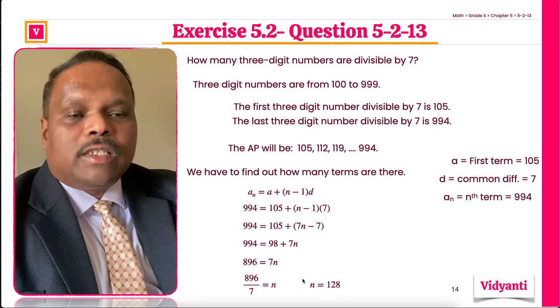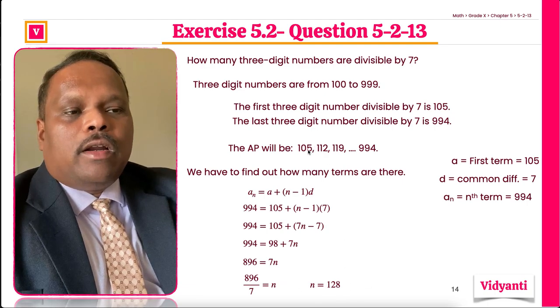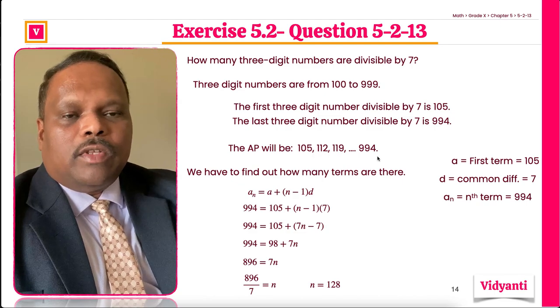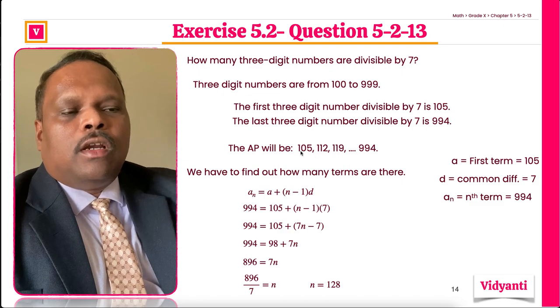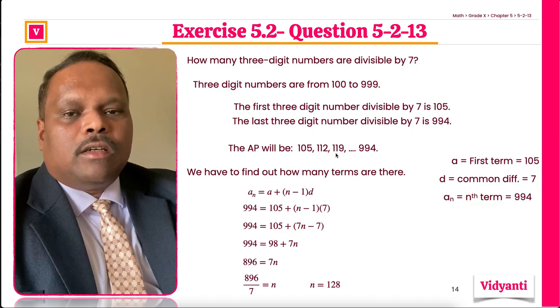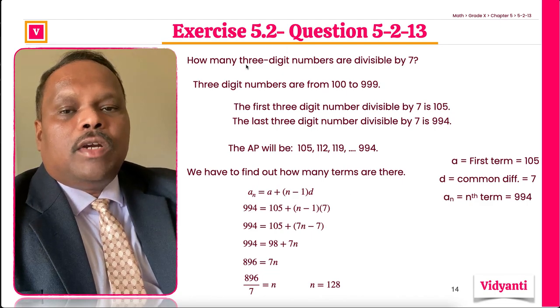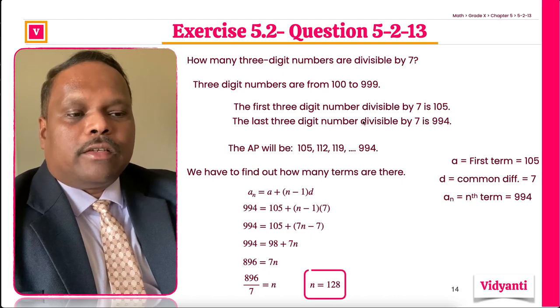So what is the meaning of this answer? There are 128 terms in this entire sequence. If you start with 105 and end with 994 and the numbers have a spacing or a gap of 7, then there are 128 numbers. So there are 128 three-digit numbers that are divisible by 7. That's your final answer.